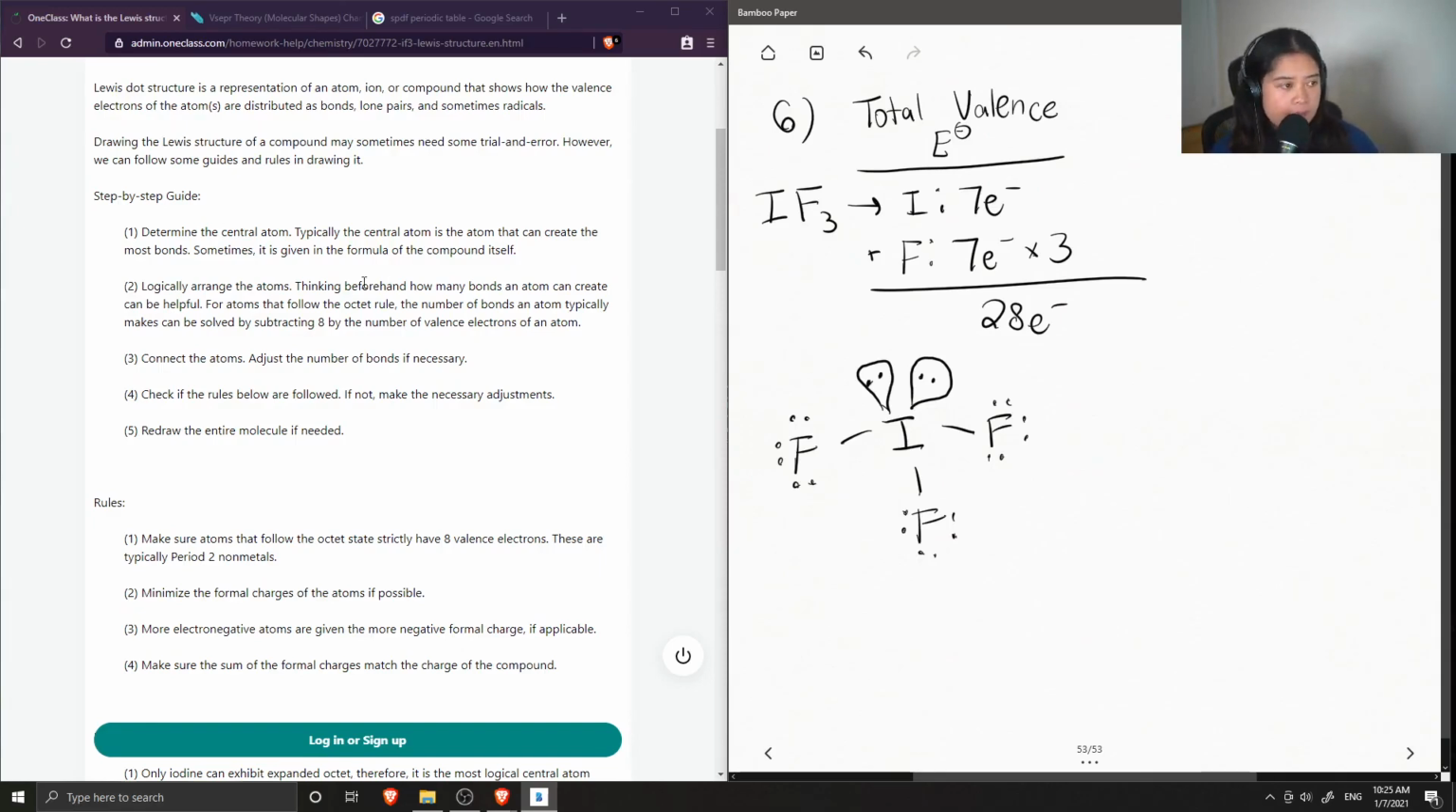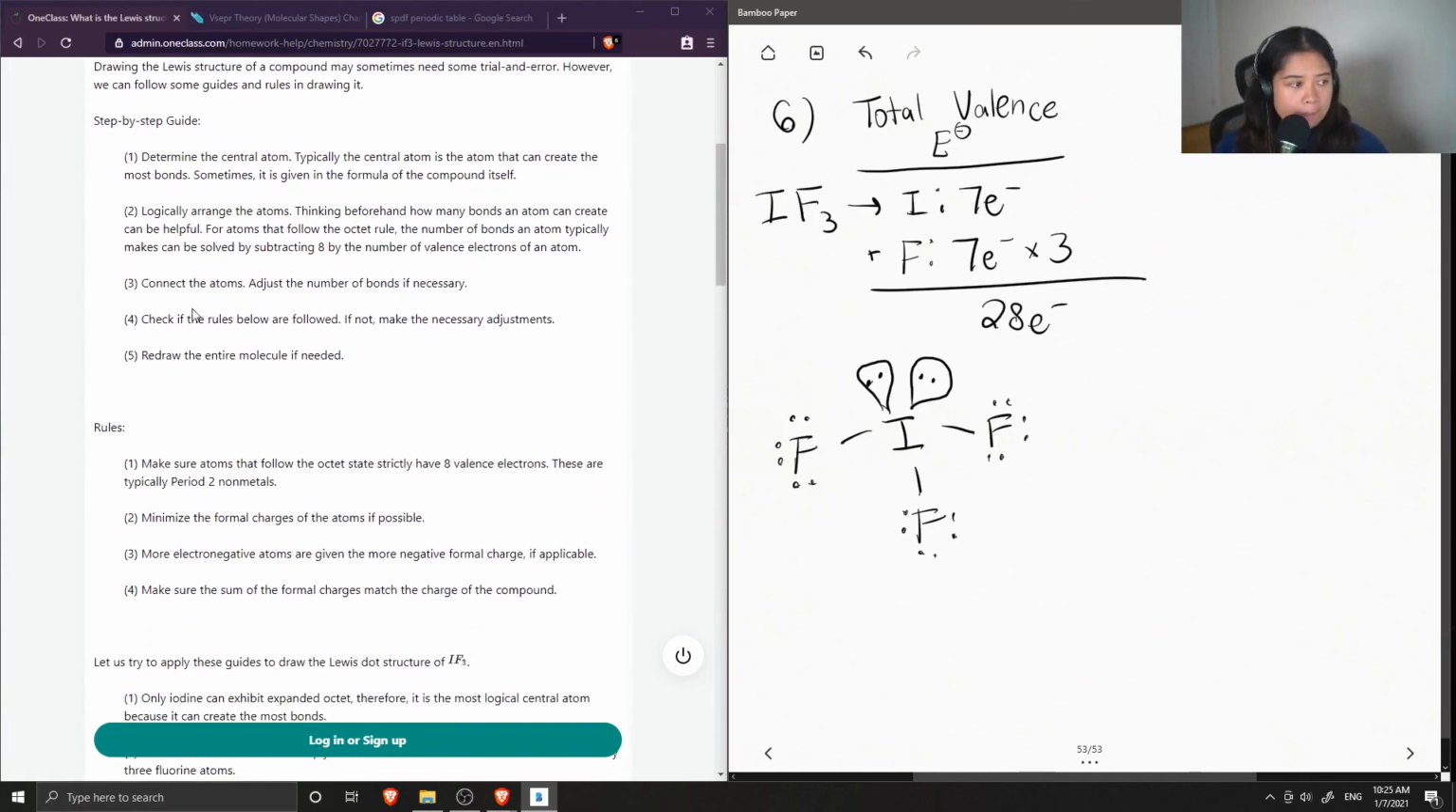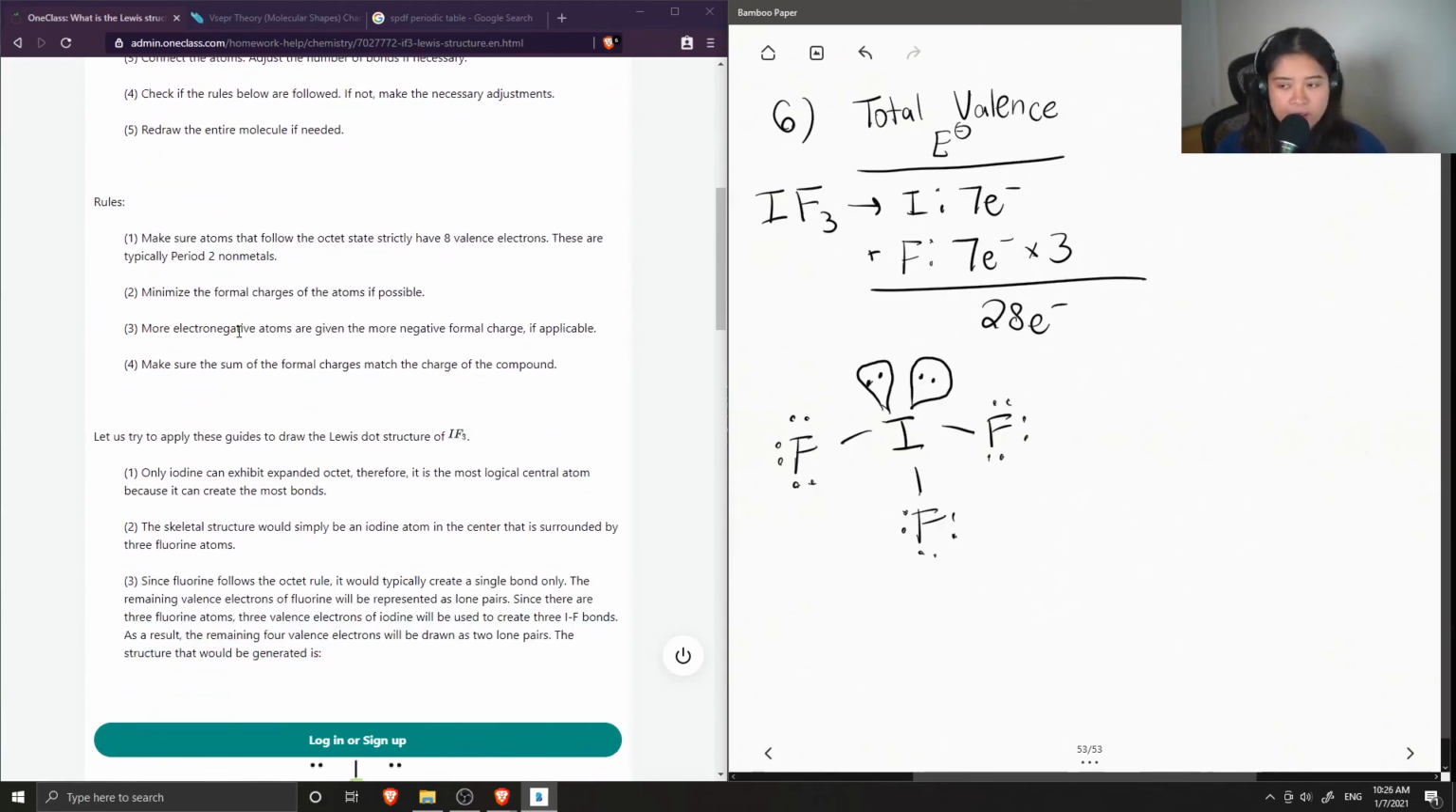Okay, so step by step. Determine the central atom. Typically, the central atom can create the most bonds. Sometimes it is given in the formula of the compound itself. Step 2 is to logically arrange the atoms. Thinking beforehand how many bonds an atom can create can be helpful. For atoms that follow the octet rule, the number of bonds an atom typically makes can be solved by subtracting 8 by the number of valence electrons of an atom. And step 3, connect, adjust the number of bonds if necessary, and check if the rules are followed. Redraw the entire molecule if needed.